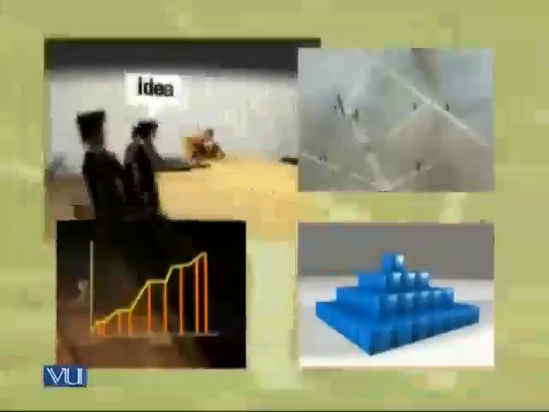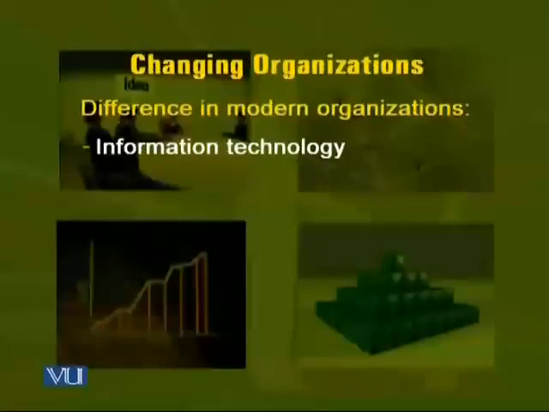Let's talk about a few other changes we can see in today's organizations. The role of information technology also has a very big effect on organizational work. Organizations are becoming more and more IT oriented. They're becoming paperless organizations, with less and less paper involved in their daily routine work. And different functions are now being performed by machines. So that is also a big change.